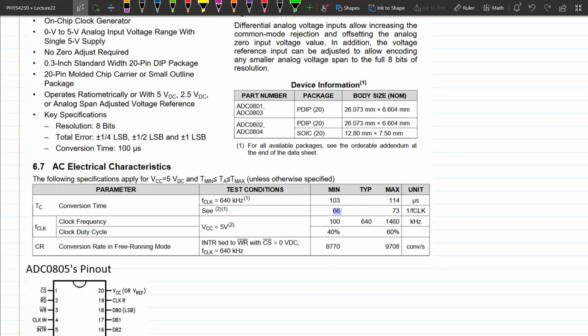As you see here, the number of clock cycles it takes to do a conversion is about 66. That's actually the minimum, the fastest it can go. You should not expect it to go faster than 73. The clock frequency you can run it at is from 100 kilohertz to 1.5 megahertz, so it has a pretty broad range. And you can do 9,000 to 9,700 conversions per second. Still a lot faster than I can do. It's not that fast, but it's going to be good enough.